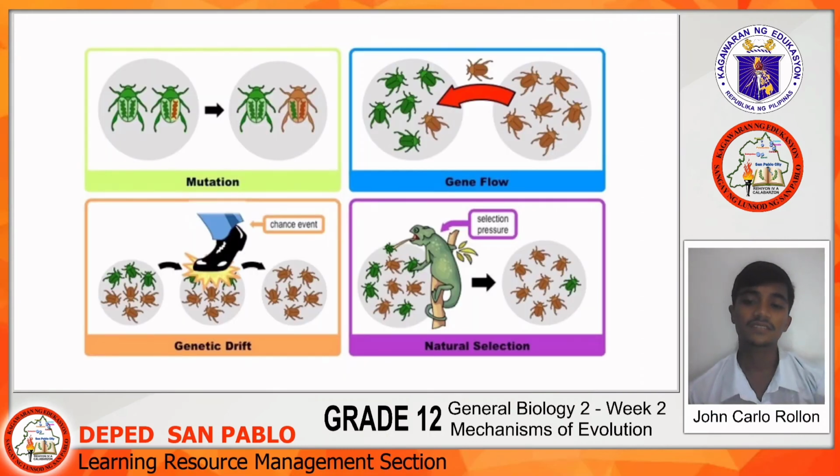So these are the four mechanisms that affect the evolution of a population. Again, we have natural selection, the genetic drift, mutation, and last is the gene flow. We all know that each one of them has a unique way of affecting the genetic frequency of a population. So these factors are responsible for the production of different species.